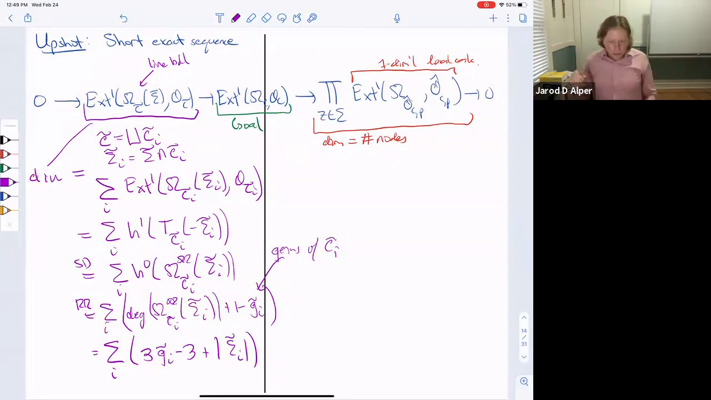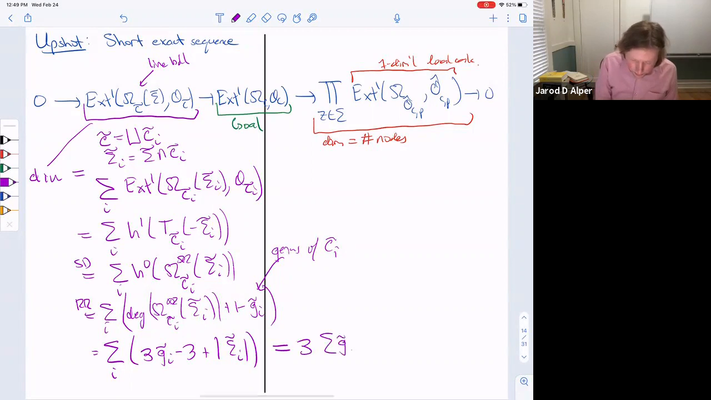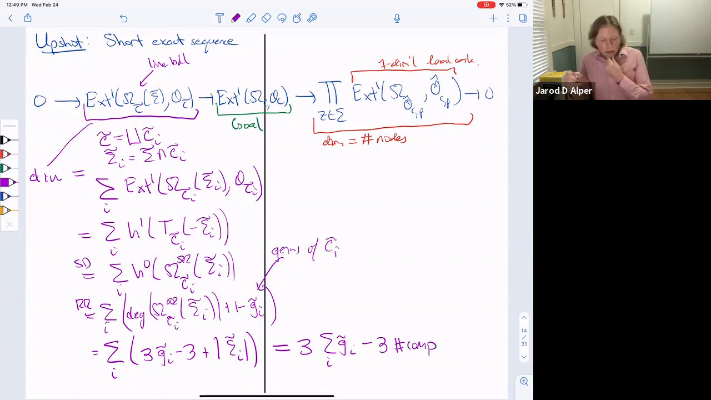Okay, so then this calculation becomes 3 times the sum of G tilde I over I, and then I'm subtracting 3 exactly the number of times of the components. And note that for every node, there are 2 preimages in the normalization. And since I'm summing over all the connected components, the part that this gives me as I sum over I is exactly 2 times the number of nodes.